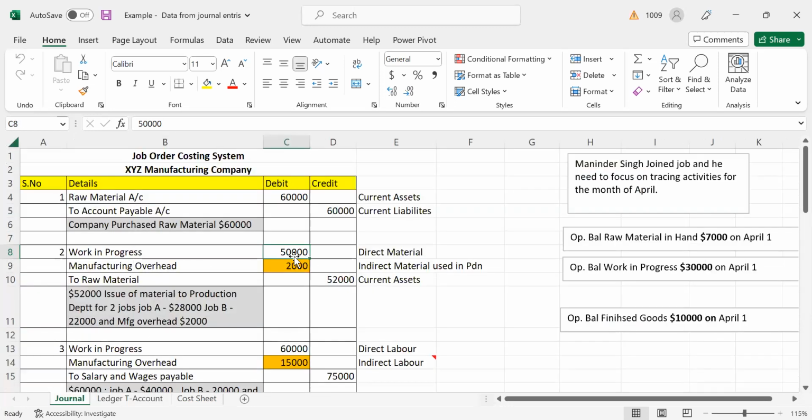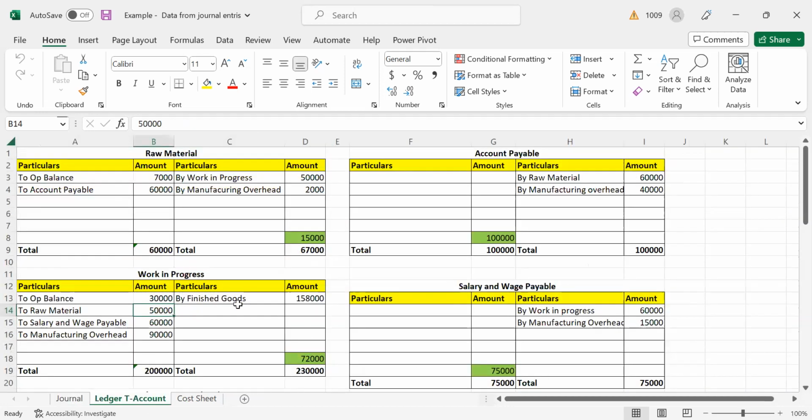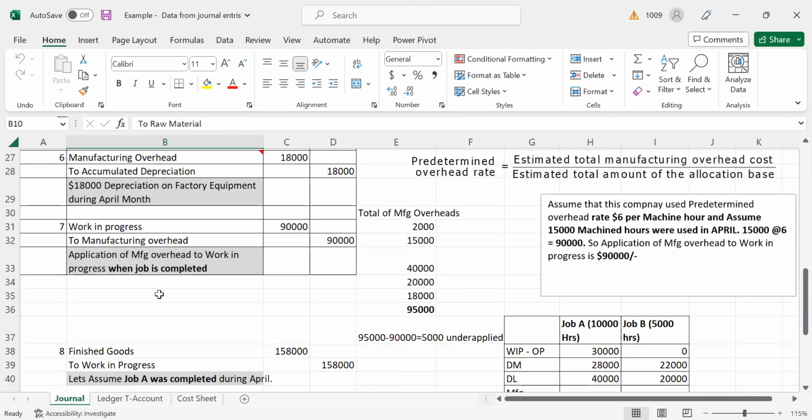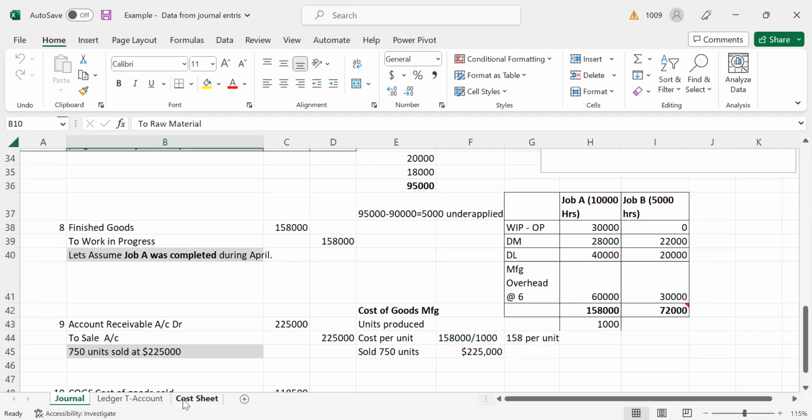So 50,000 is work in progress, and we will write raw material. Then go to raw material and write 50,000. In the narration, in the explanation, write work in progress. So we go to raw material here. Yes, this is the raw material 50,000, and we write here by work in progress. So in this way we have completed a ledger account on the basis of all the journal entries. Okay. Next is the cost sheet.